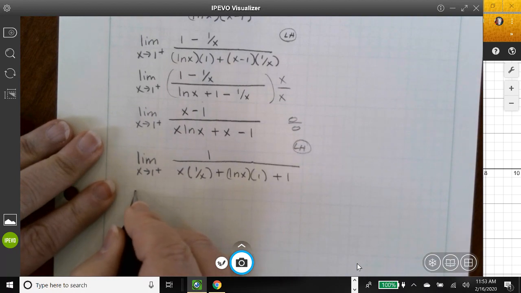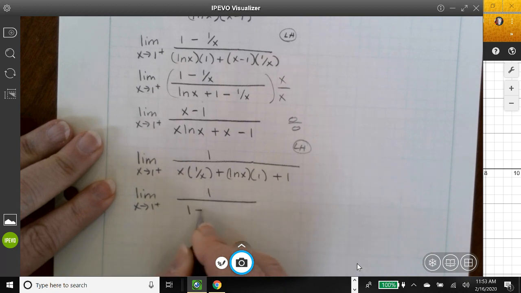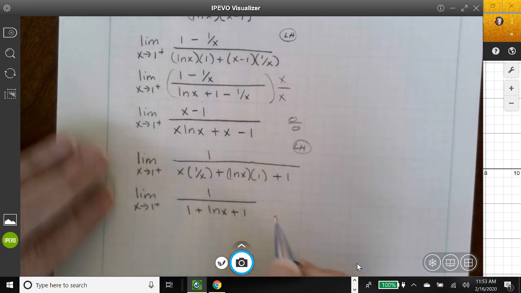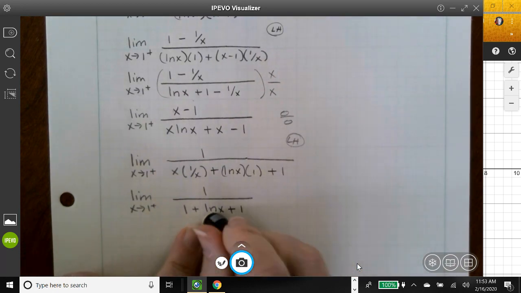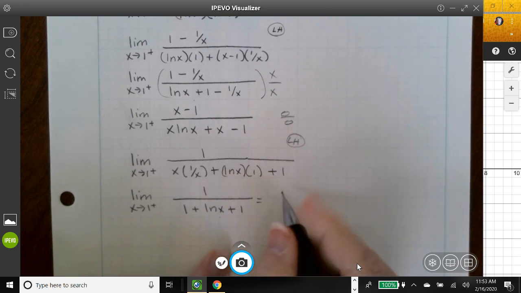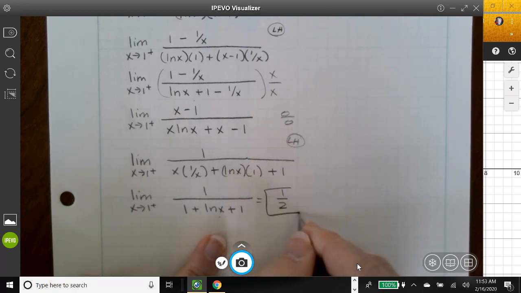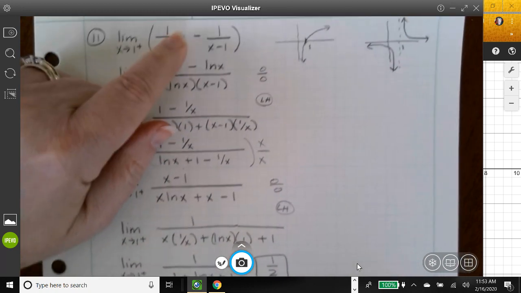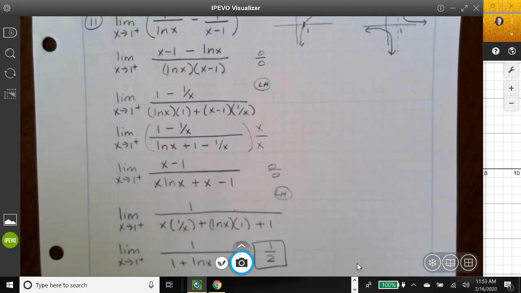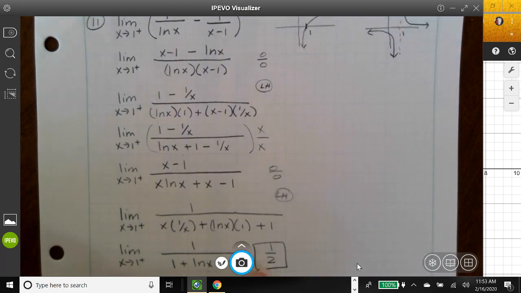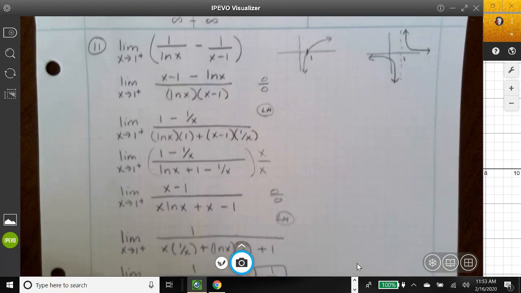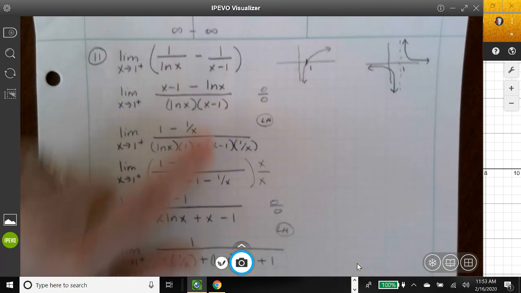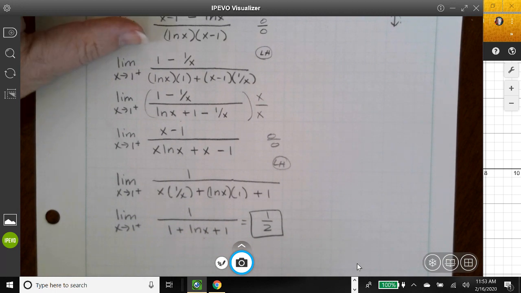And now what happens? We get the limit as x approaches 1 from the positive side of 1 over 1 plus the natural log of x plus 1. And now I can plug 1 in happily because the natural log of 1 is 0. But then I get 1 over 1 plus 1, which is 1/2. So infinity minus infinity is equal to 1/2. That's why this is indeterminate. You would think it would be 0, but it's not. It's 1/2. So which one is bigger? Well, this fraction is bigger than this one because I got a positive answer, which is kind of cool.